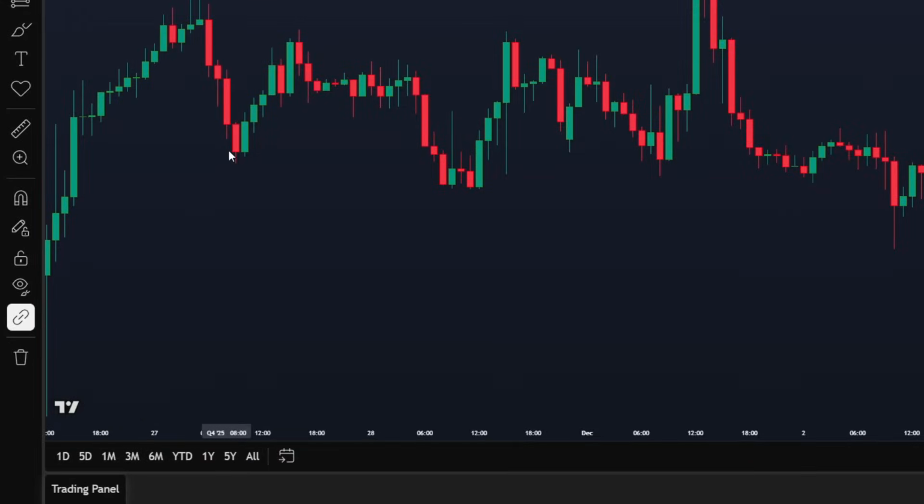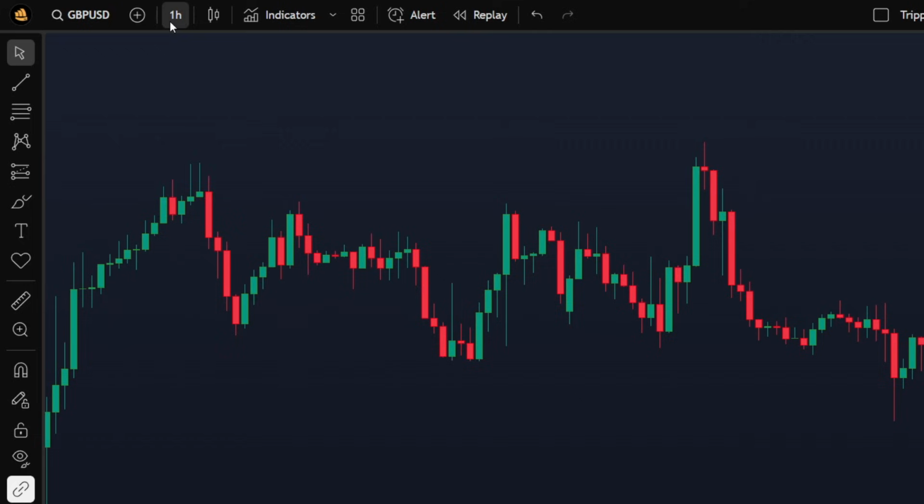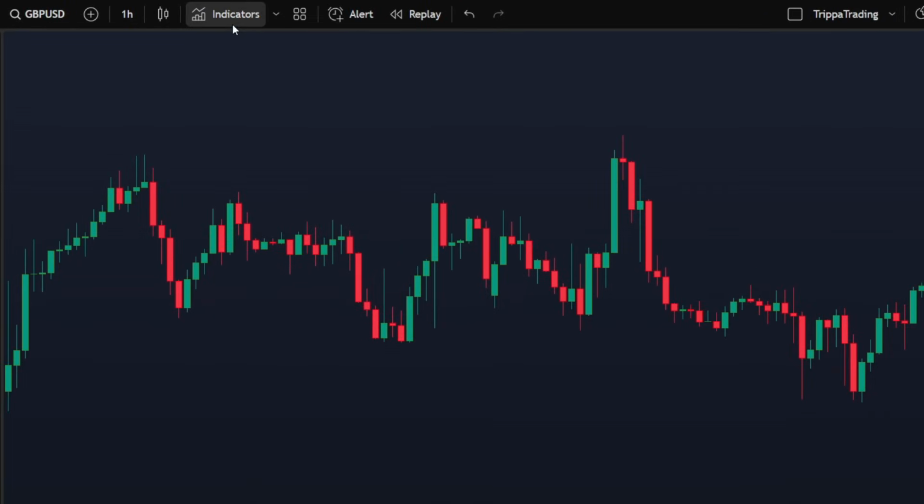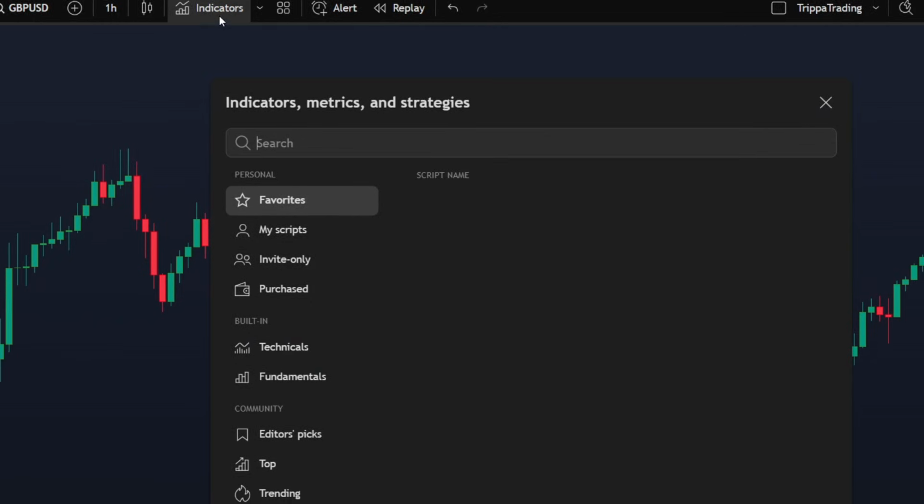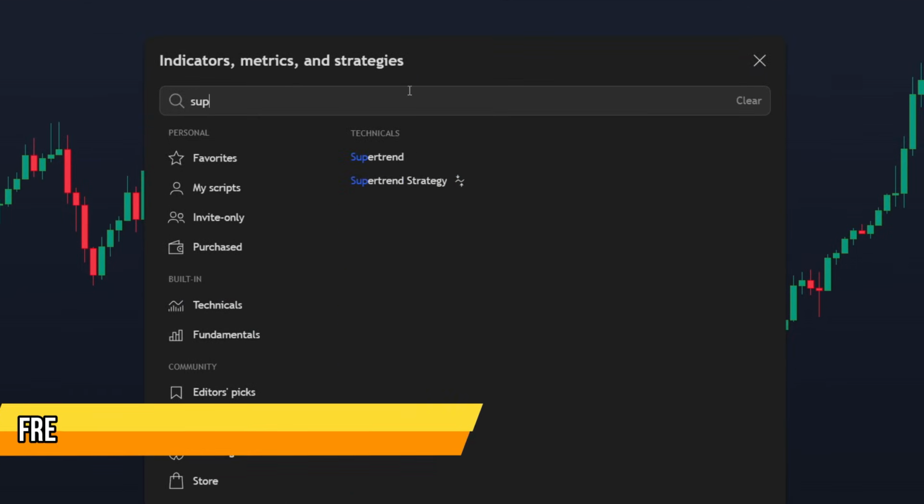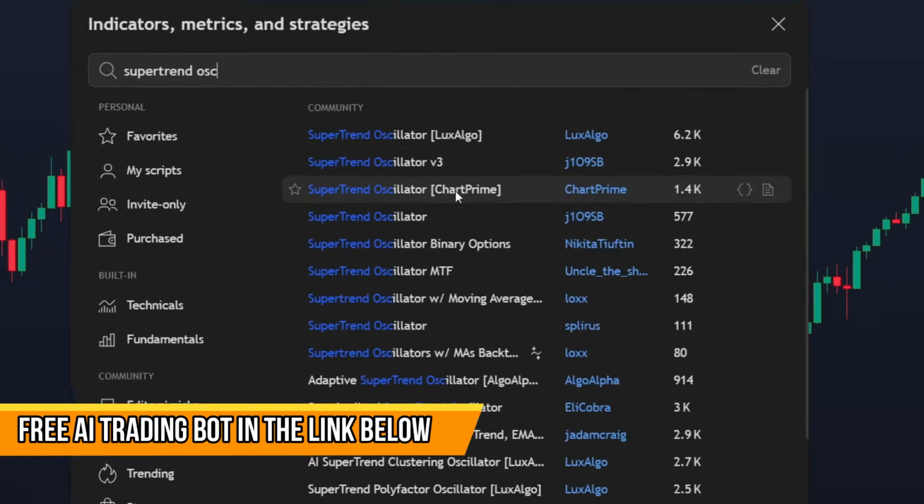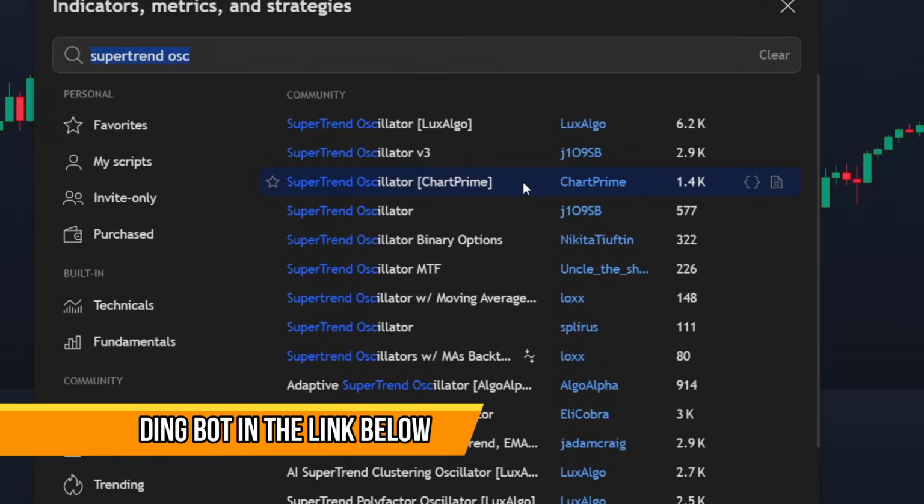So I'm in TradingView, and I will be using a 1-hour time frame during this video, so the swings are easy to read. Once you open a fresh chart, click on Indicators from here, and search for Supertrend Oscillator by ChartPrime, and add this one to your trading chart.